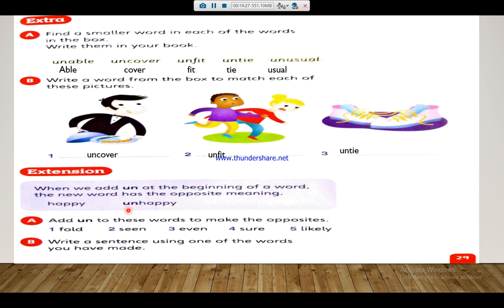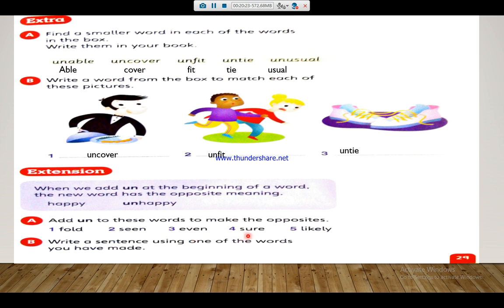Okay, now we are going to do the same. We are going to add the prefix un at the beginning of each word to make the opposite. So add the prefix un, which means not, to these words to make the opposite. Okay, so we have the first word, which is fold. What is the opposite of fold by adding the prefix un, which means not? Excellent, I can hear you. It's unfold. What is the opposite of seen when we add the prefix un?